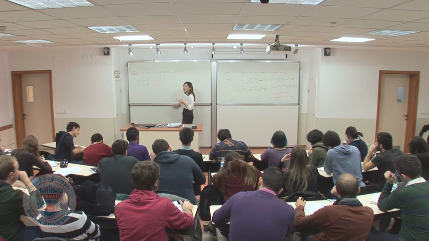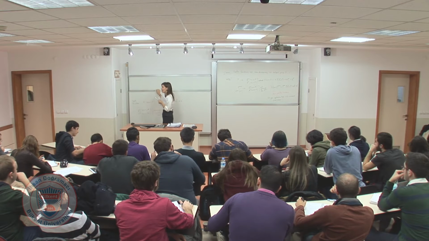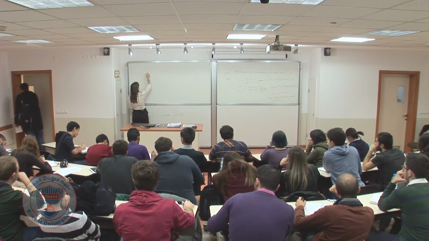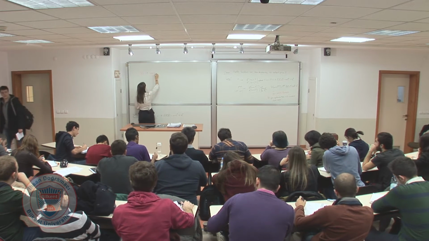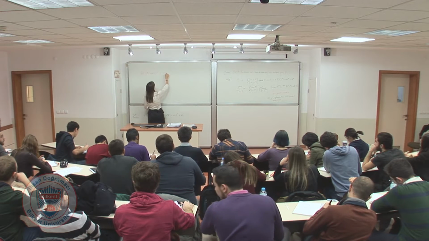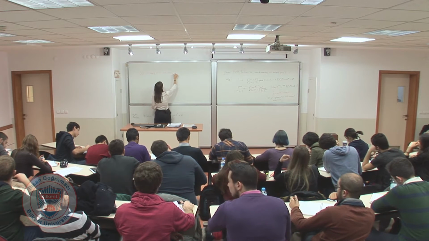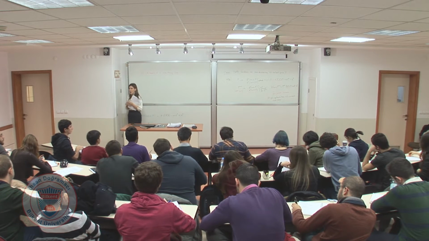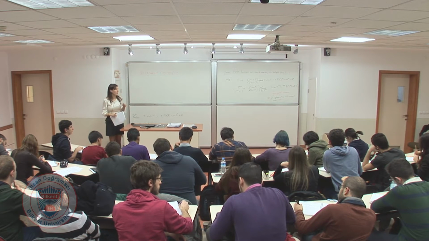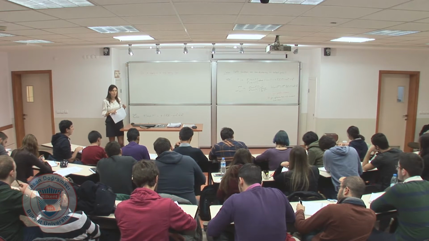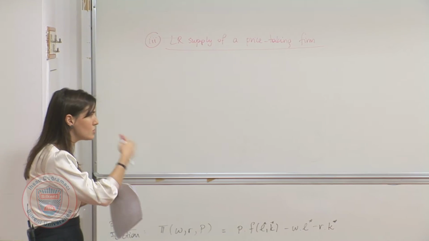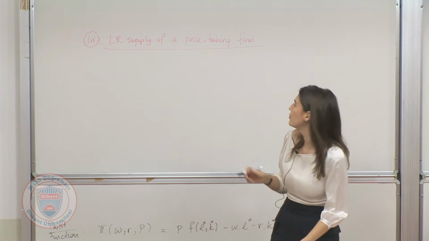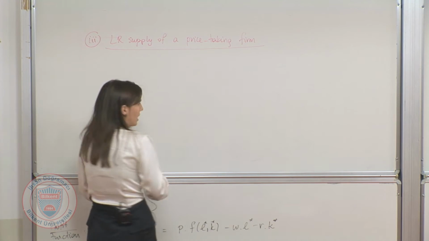Now, fine. So now let's come to the long run, right? So remember, there was this third thing that we wanted to figure out. The long run supply of a price taking firm. Now let's see this. So the long run supply of a price taking firm, okay, we would like to figure this out. But before, remember, let's talk a little bit about the long run. So what's going to happen in the long run and what is different between short run and long run.